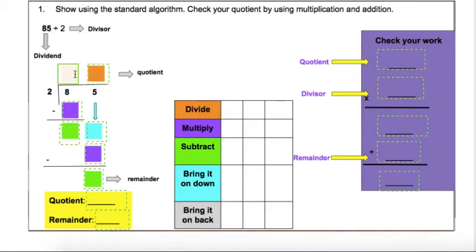So I know that when I'm dividing, I'm going to put my answers in the orange box. So my first orange box, we're going to put 4 because we just divided. Don't forget to cross it off as soon as you use it.